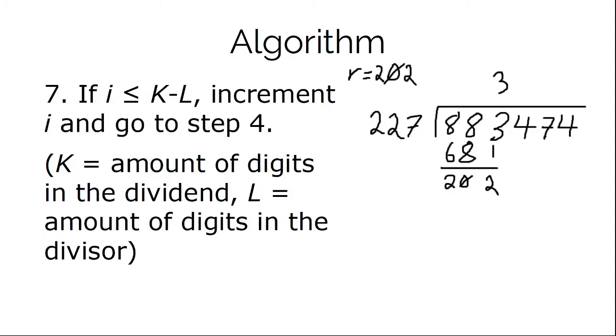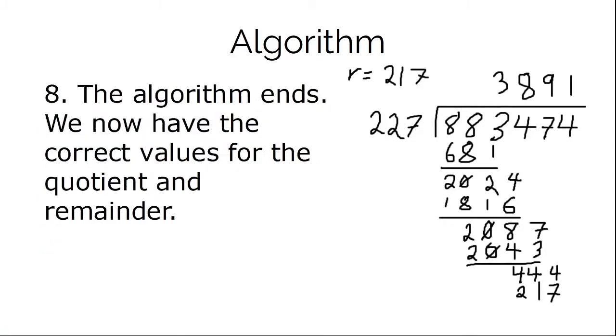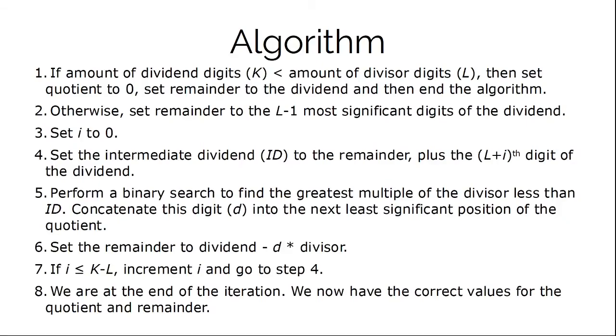And once we've reached the end of the entire loop, the algorithm ends. We now have the correct values for the quotient and the remainder. And as you can see on the right hand side, the same as the completed long division algorithm that we did before. Now this is just the algorithm laid out fully. This is the full algorithm. You can take notes, you can pause the video if you want to read this again, but we are going to be looking at an actual implementation of this in our Python demonstration.